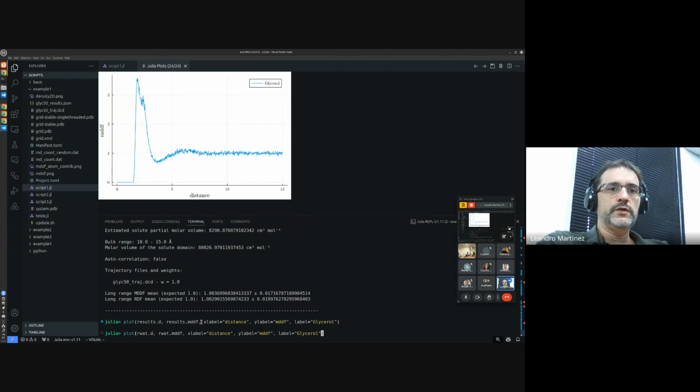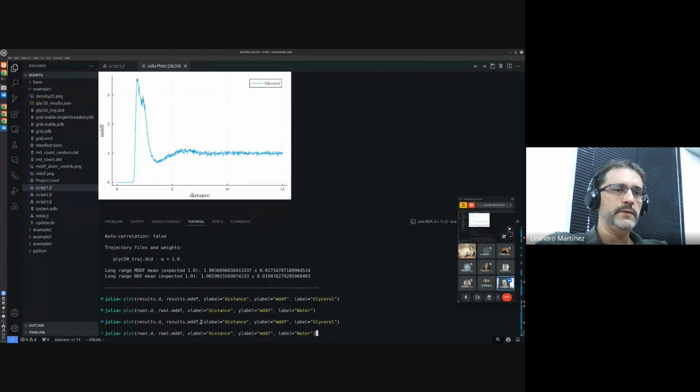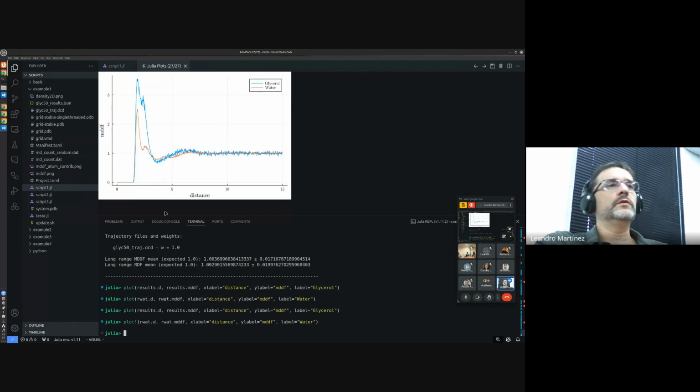Now that we have completed this, I want to see that. So we see that water has a very sharp peak at hydrogen bonding distances. The fact that in this region water has a density smaller than the density of the bulk is probably associated with the fact that glycerol is occupying all this region by interacting with the surface of the protein, thus excluding water and other glycerol molecules when it is forming a hydrogen bond.